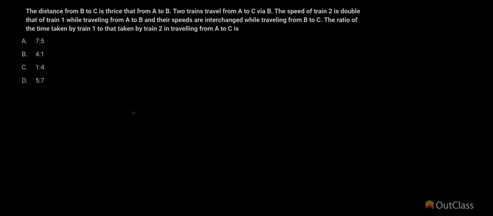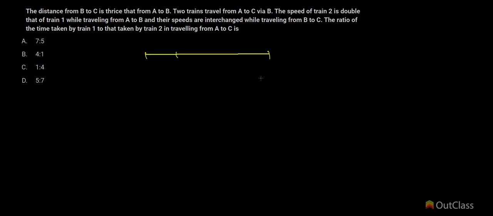The distance from B to C is thrice that from A to B. 2 trains travel from A to C via B. The speed of train 2 is double that of train 1 while traveling from A to B, and their speeds are interchanged while traveling from B to C. The ratio of the time taken by train 1 to that taken by train 2 in traveling from A to C is how much?